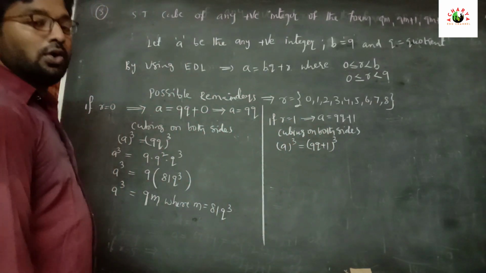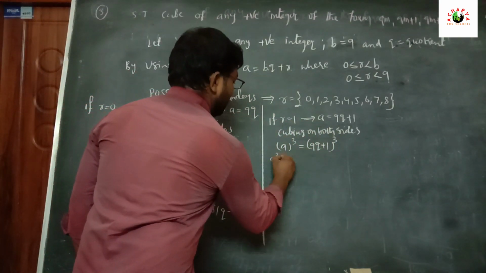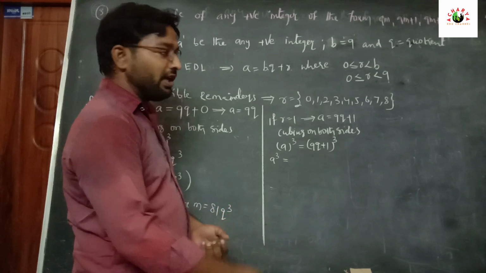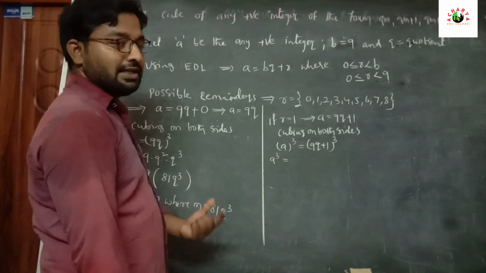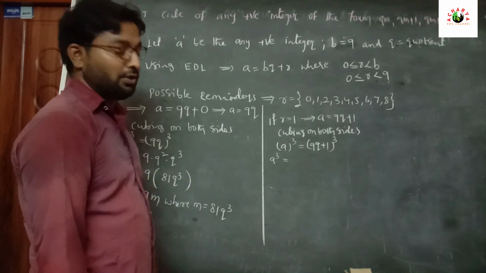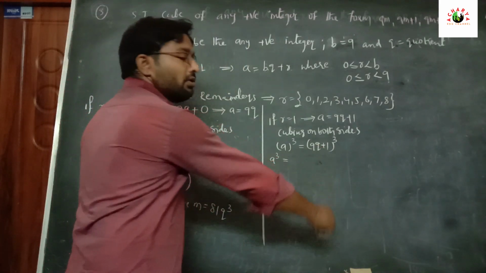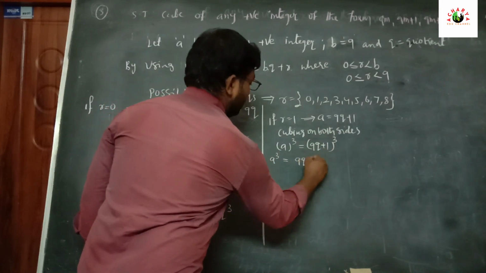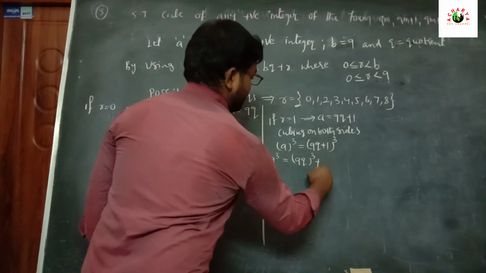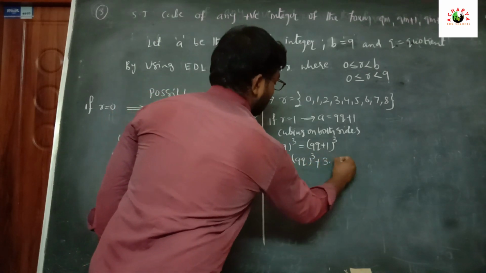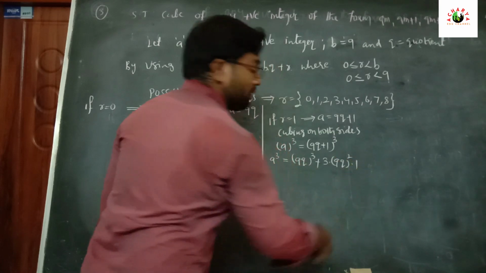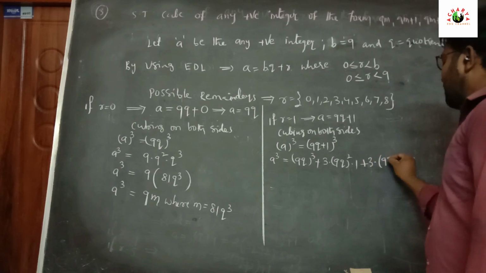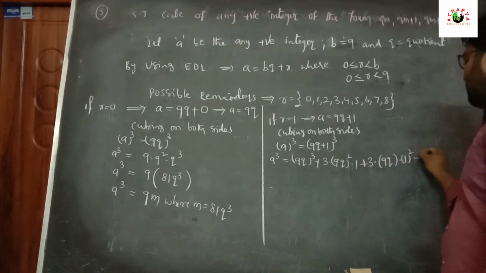Now see, a cube is equal to, it is in the form of a plus b whole cube. What is the formula of a plus b whole cube? A cube plus 3a square b plus 3ab square plus b cube. So now here where a is equal to 9q and b is equal to 1. So 9q whole cube is a cube, plus 3a square b, 3 into 9q whole square into 1, plus 3ab square, 3 into 9q into 1 whole square, plus b cube, 1 cube.